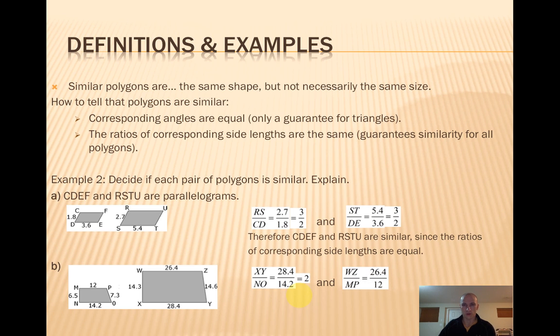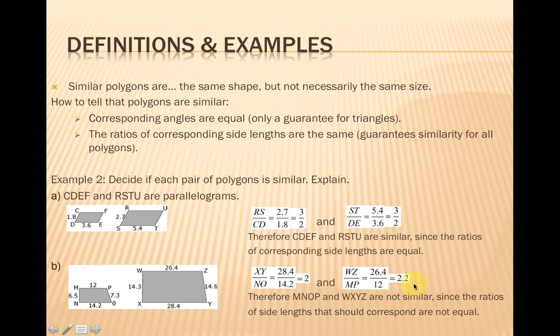Now if we move on to another pair of sides, looking at WZ, which is the side opposite to the longest side, and MP, the side opposite to the longest side, comparing 26.4 and 12, that ratio is 2.2. And right away we can see that 2.2 and 2 are different. So because of that, we know that these two quadrilaterals are not similar to each other. And that's because the ratios of the side lengths that should correspond are not equal.